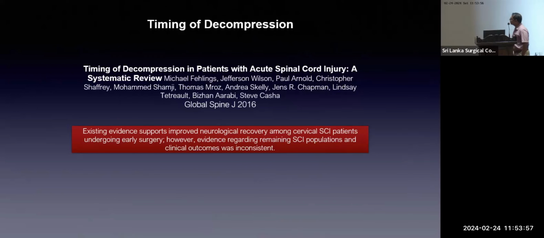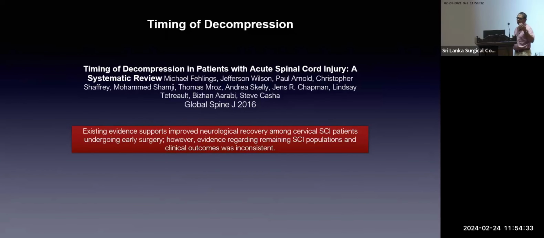Right? Now, this is the paper in 2016, time of decompression in acute spinal cord injuries. The conclusion was that early surgery did improve outcomes, but it was inconsistent. So still the consistency is not there, but as surgeons, we take anecdotal patients and patients who we do early.